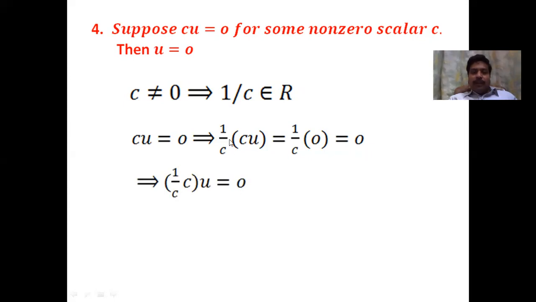So finally we got (1 by C times C) times u. This is one of the associative properties related to scalar multiplication, our axiom number 9. With that, I can exchange the brackets, so that is multiplied by u, and that is equal to O on the right hand side. We know that 1 by C into C is 1.